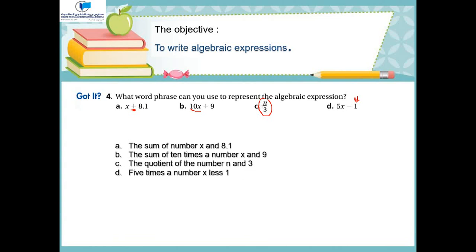The sum of a number x and 8.1, the sum of 10 times a number x and 9, the quotient of the number n and 3, 5 times a number x less 1. You can put minus instead of less. You can also change the quotient. You can put a number n divided by 3.